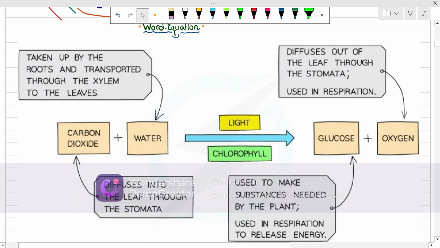The word equation is carbon dioxide plus water is converted into glucose plus oxygen using light captured from chlorophyll. Carbon dioxide diffuses into the leaf through the stomata. Water is taken up by the root and transported through the xylem to the leaves in the transpiration stream. Glucose is used to make substances needed by the plant and is also used in respiration to release energy. Oxygen diffuses out of the leaf through the stomata when carbon dioxide diffuses into the leaf, and it's also used in respiration.